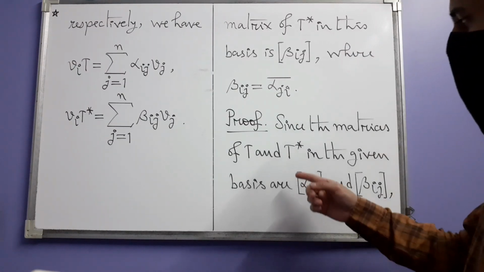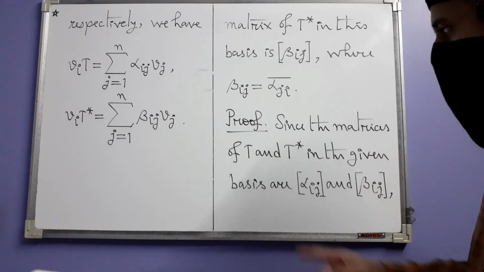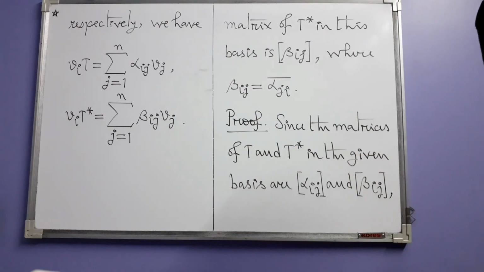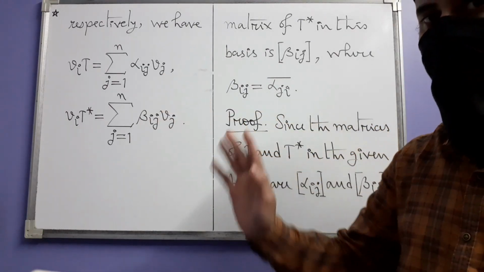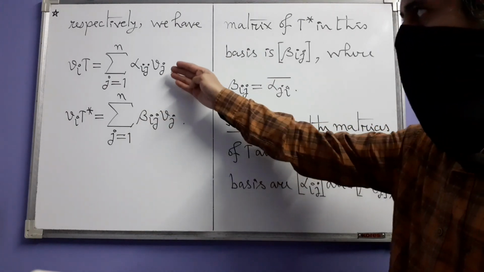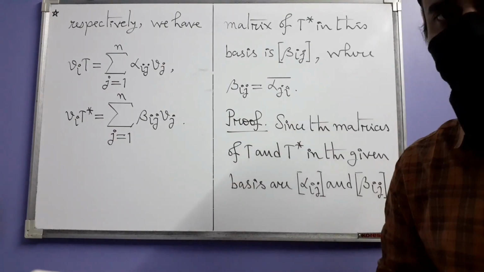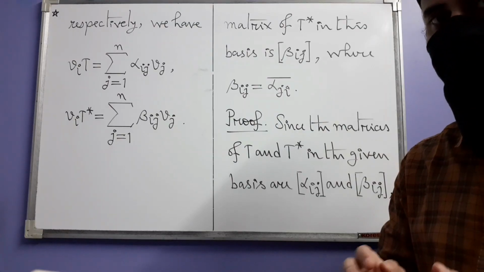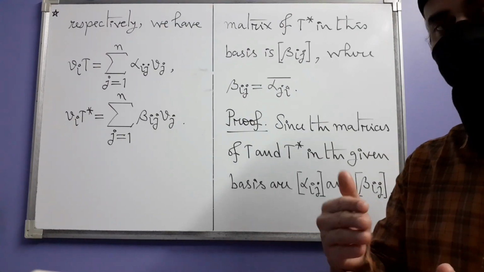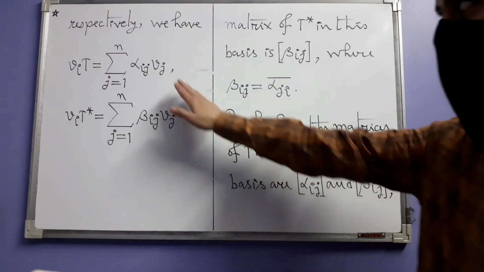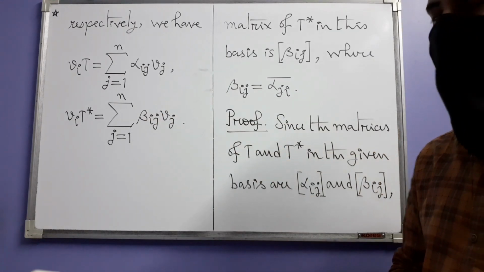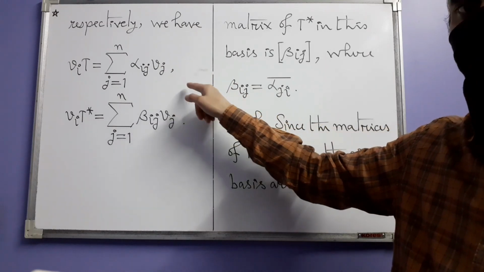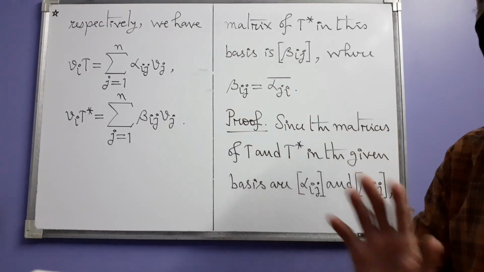The proof starts by considering the matrices. Because T and T star have these matrices respectively in that given basis, we have these two equations, which actually are not just two equations. There are two n equations here, two equations corresponding to each value of i, and it's understood that i varies from 1 to n. Ideally, we should have also written the variation of i here, 1 less than or equal to i less than or equal to n, but that's understood.